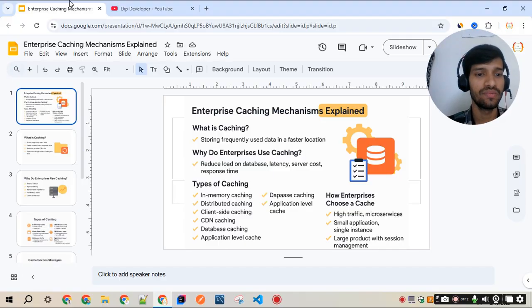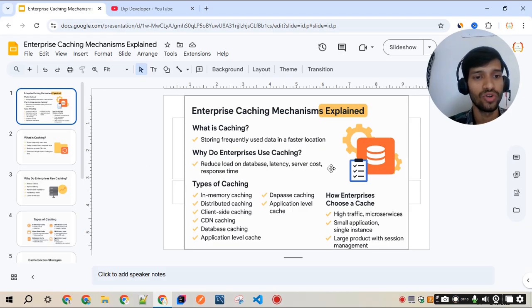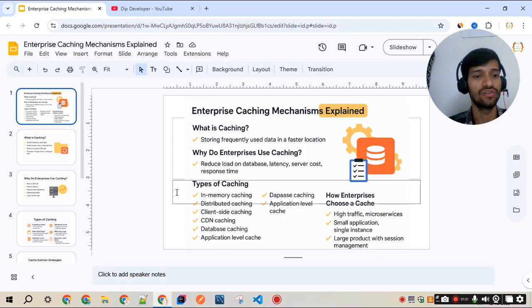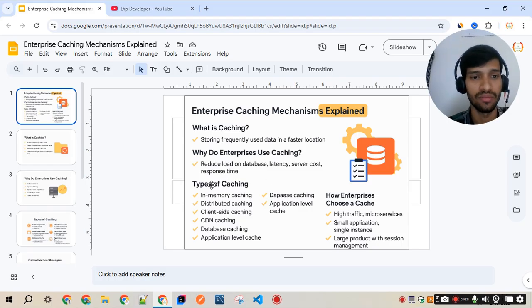So let's get started. In this video we'll understand something even more important: the different caching mechanisms and techniques used in real enterprise level applications. Don't worry, I will explain in a very simple way with some real life daily examples as well.